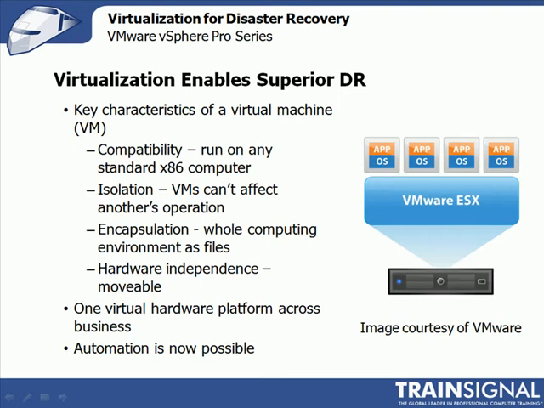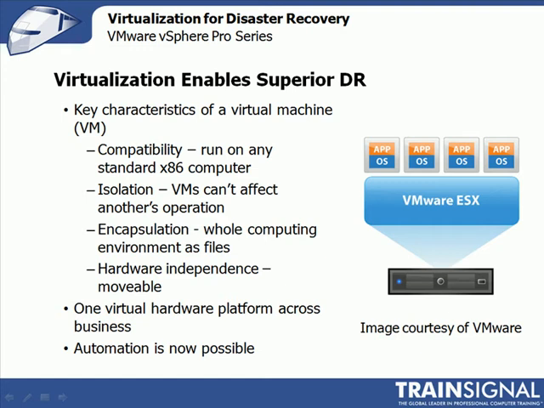Virtualization enables a superior disaster recovery capability. Well, why is that? Although in many ways a virtualized machine looks, tastes, and sounds just like a traditional machine, there are some very unique characteristics that are intrinsic to virtual machines that provide DR advantages over their less capable physical server brothers. Those key characteristics are summed up in the following points: compatibility, isolation, encapsulation, and hardware independence.